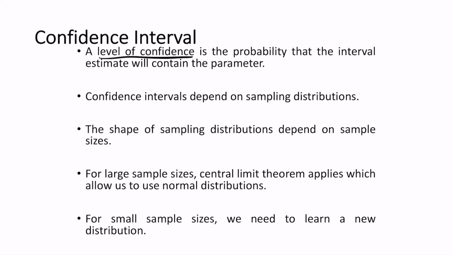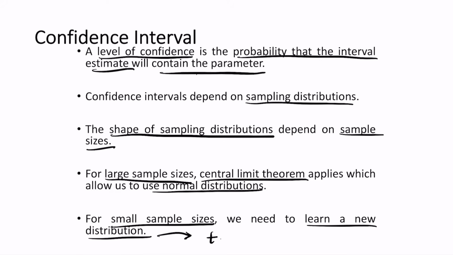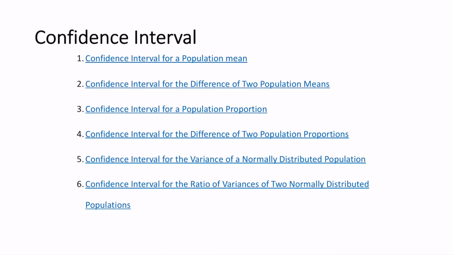A level of confidence is the probability that an interval estimate will contain the parameter, and this generally depends on the sampling distributions. The shape of the sampling distribution depends on the sample size. For larger sample sizes, the central limit theorem allows us to use normal distributions. When you have small sample sizes, we need to learn a new distribution. We call that a t distribution. When we discuss small sample estimation, we will work out what the t distribution is and how to calculate it. So let's start with confidence intervals.